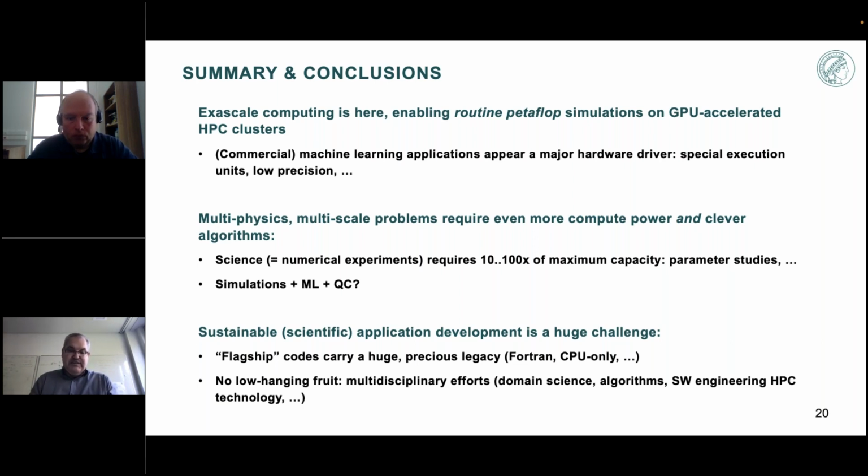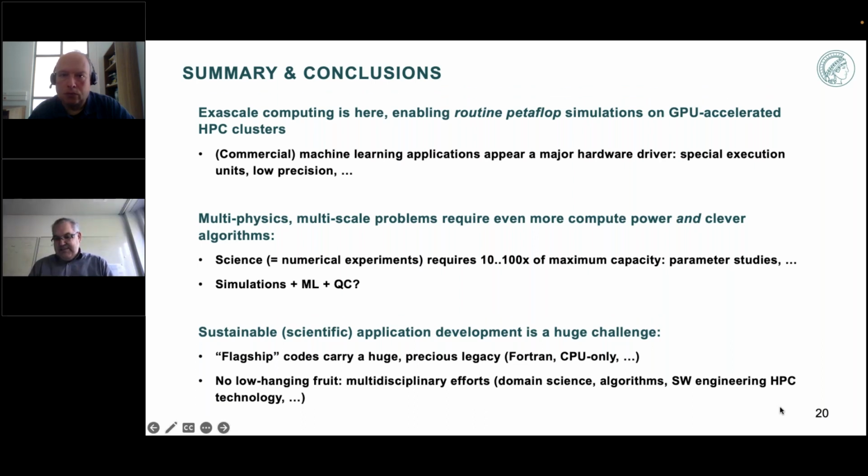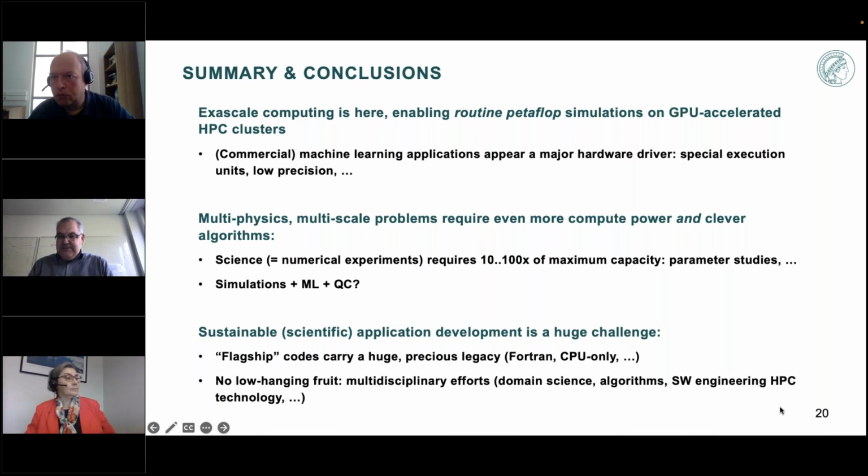The third big challenge is really sustainable application development. There is a huge legacy in the flagship codes, which very often are Fortran and very often CPU only. So there is a lot of work that needs to be done, and unfortunately, there is no low-hanging fruit. We really need multidisciplinary efforts like we have in the Centers of Excellence, where you have the domain science, numerical people that develop algorithms, better software engineering, and the corresponding HPC technology.